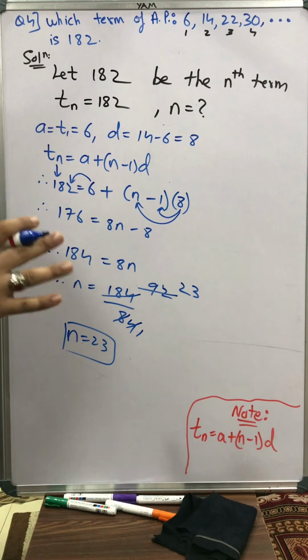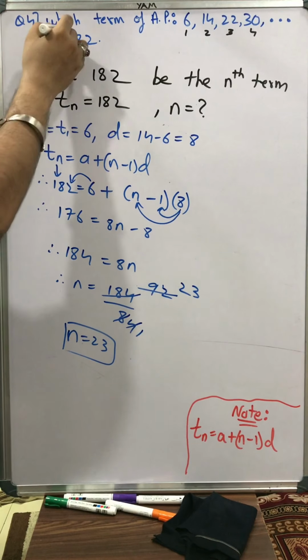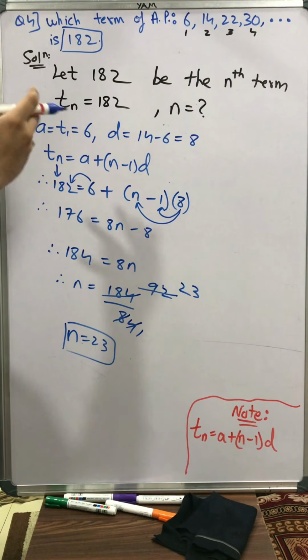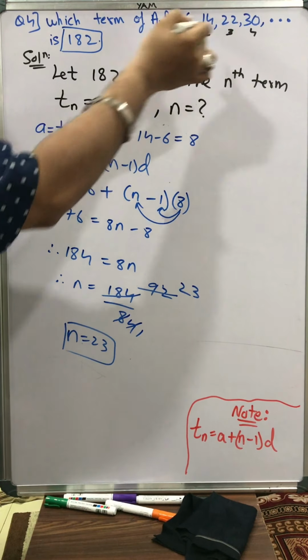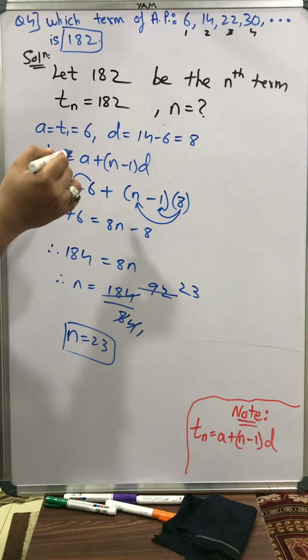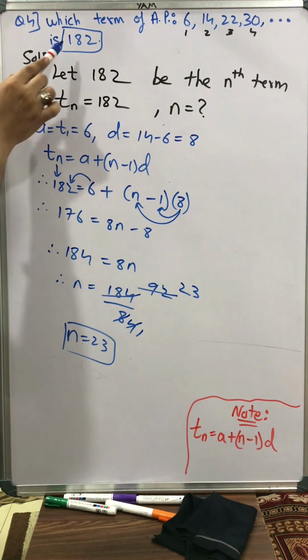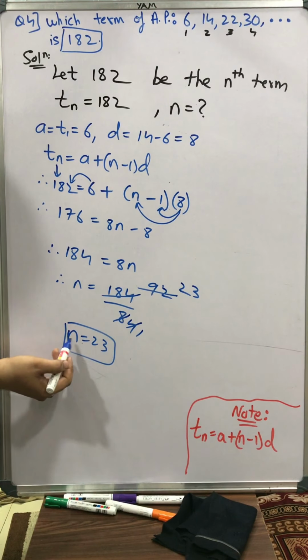So students, what we achieved, understand the story behind it. They had told us that 182 belongs to the sequence, but we wanted to find at which number, what will be the index value, what will be the number at which this term is coming. Like 22 is coming as a third term, 30 is coming as a fourth term. So at what number is 182 coming? We derived that the value of n is 23.